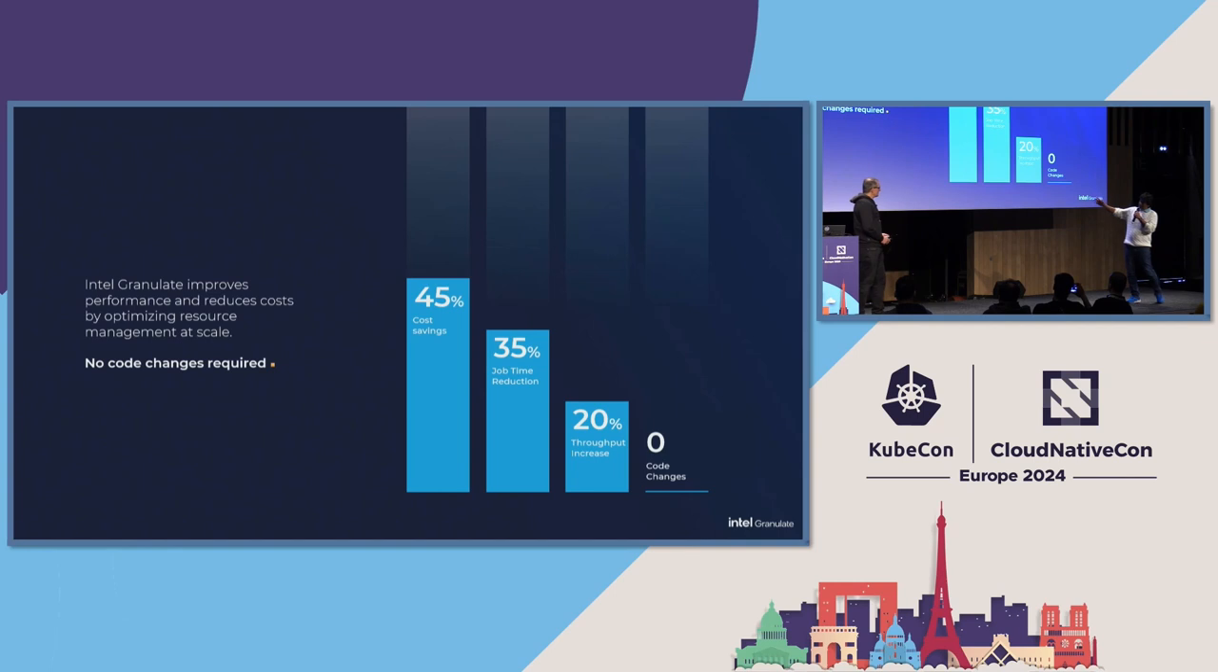Right. And now, in the last few months, after installing the Granulate agent in our non-prod Kubernetes cluster, this is the outcome we have seen. We have seen about 40% cost savings. And the best part is the additional benefits, right? We're getting a 30% job time reduction and a 20% throughput increase.